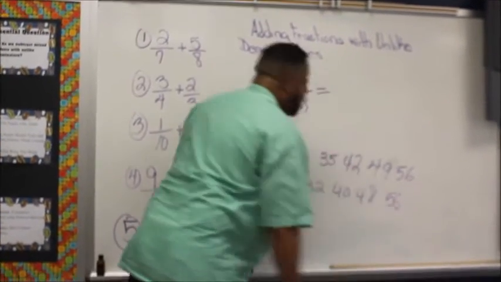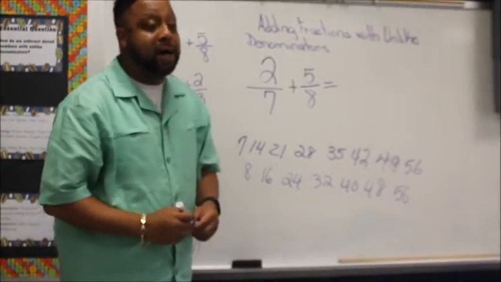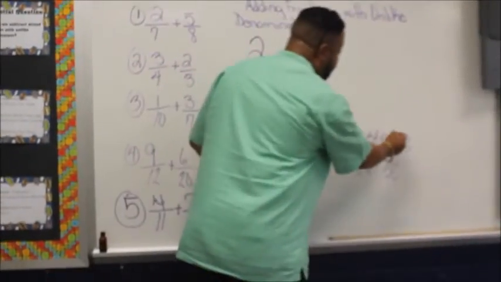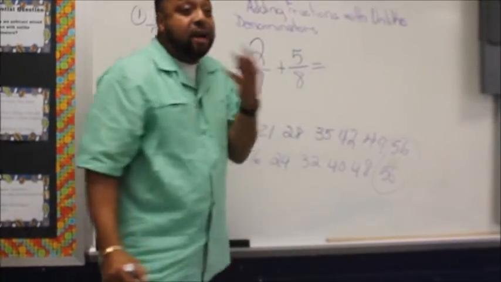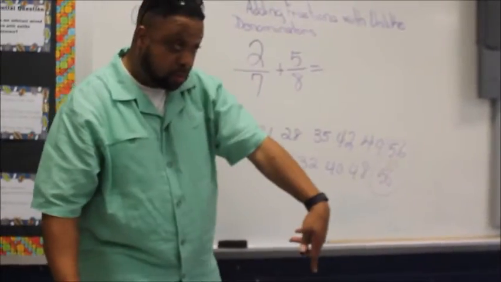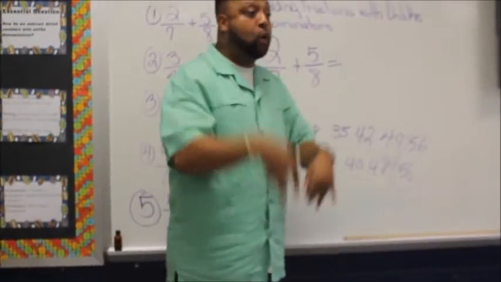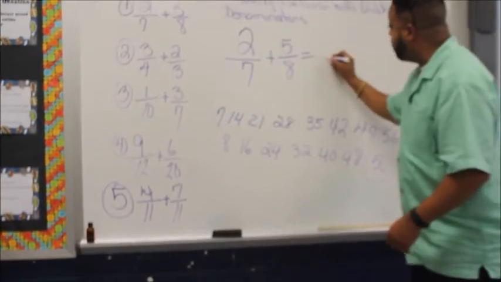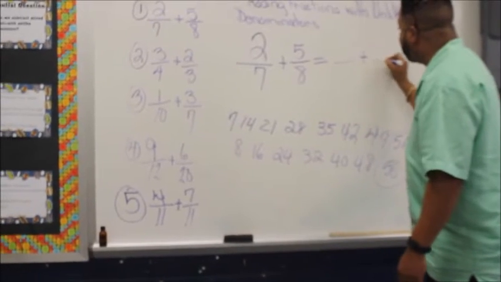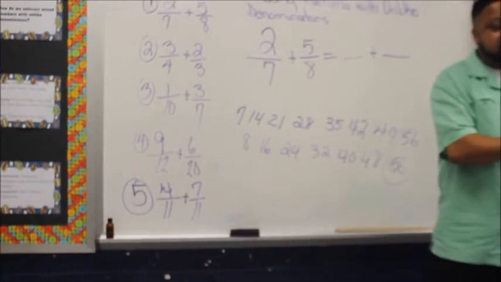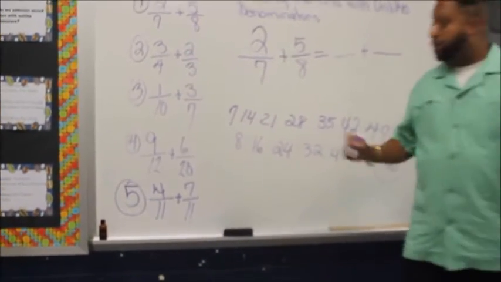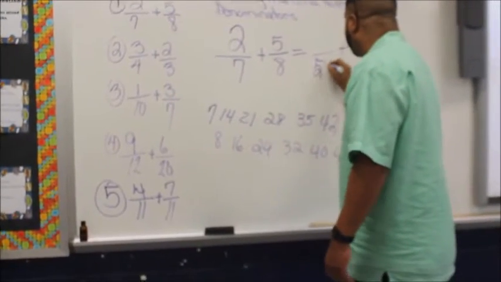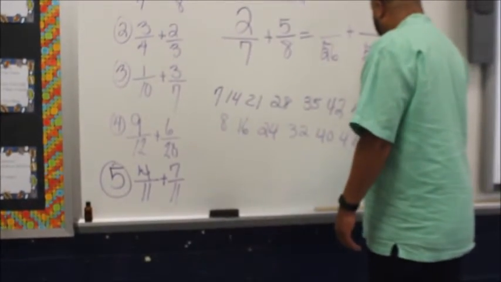All right. So, can we identify the least common multiple? What is the least common multiple? 56. So that will be our denominator. I want you to come over here and write fraction bar, plus sign, fraction bar. What is the denominator? 56. Go ahead and drop a 56 here, and a 56 here.